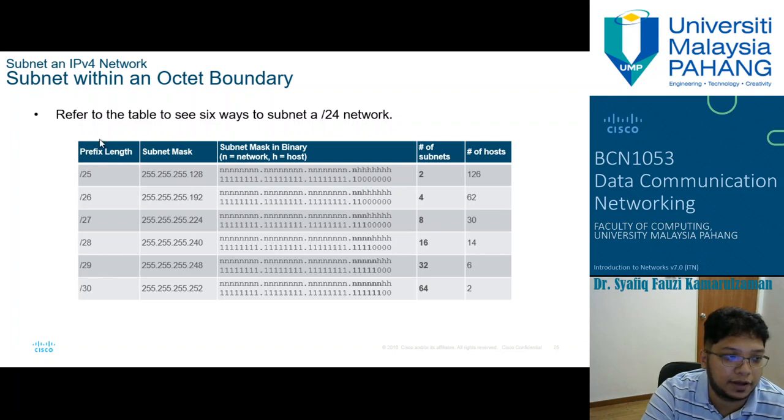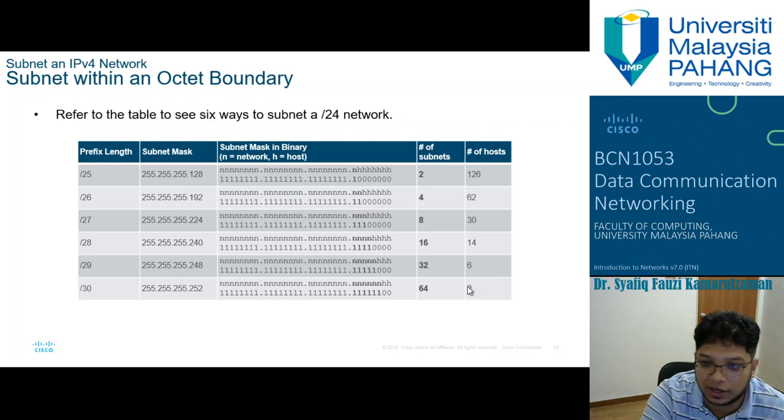When we have a /24 network, don't think that it is only limited to the octets, the splits of eights. It can go even further, up until /30. You are not limited to 24 bits only. It can go up until /30, where you have only two usable hosts within the network. Two usable hosts means that you still have a network address and a broadcast address besides these two usable hosts.